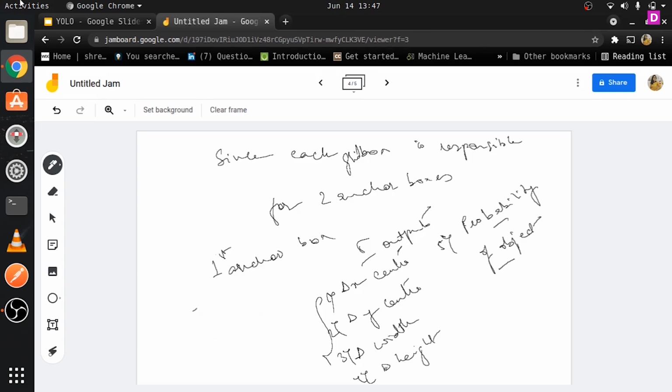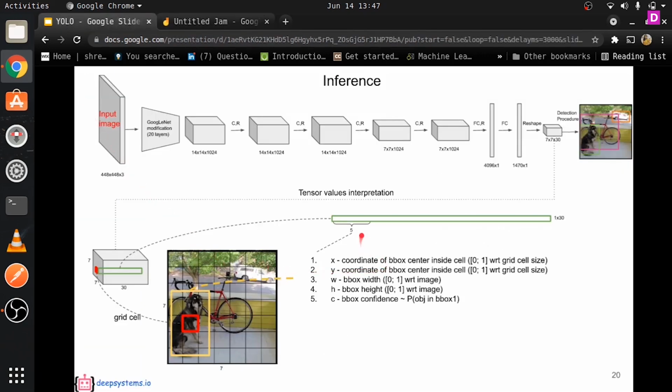Alright, so let us look here. The first values are basically the x coordinate of the center of the box inside the cell, then you have the y coordinate for the box center. These are the first 2, x and y coordinates. W and h are the bounding box width and height, and C is the bounding box confidence, the probability that the object is in that particular bounding box. So these are the 5 values.